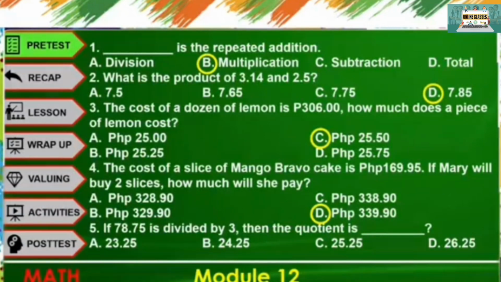Last question. If 78 and 75 hundredths is divided by 3, then the quotient is blank. A. 23 and 25 hundredths. B. 24 and 25 hundredths. C. 25 and 25 hundredths. D. 26 and 25 hundredths. The correct answer is D. 26 and 25 hundredths.